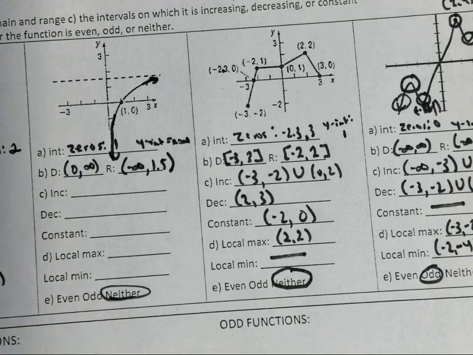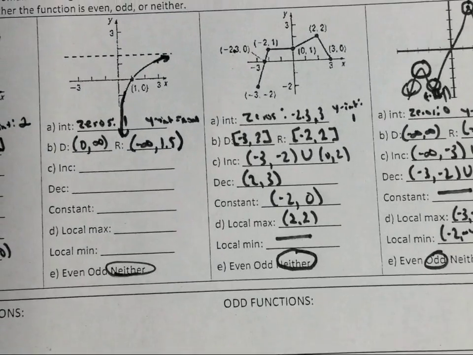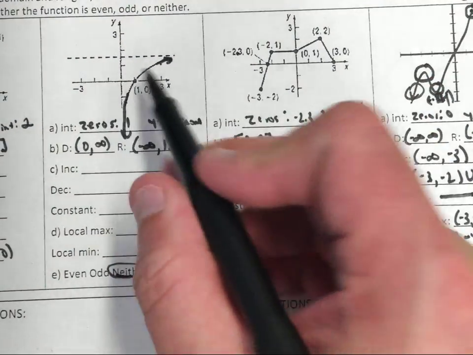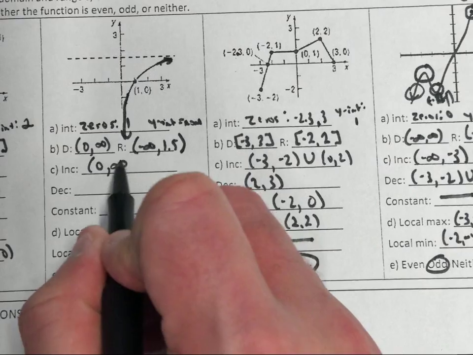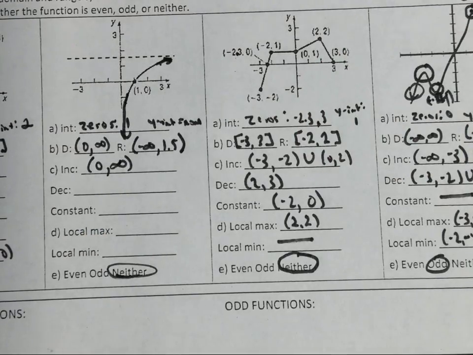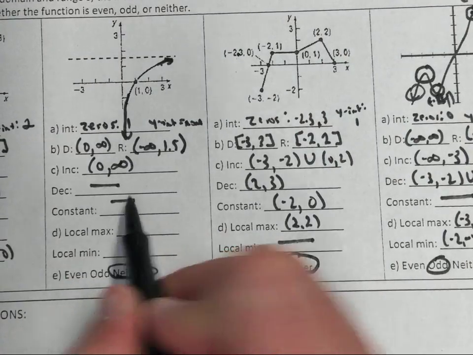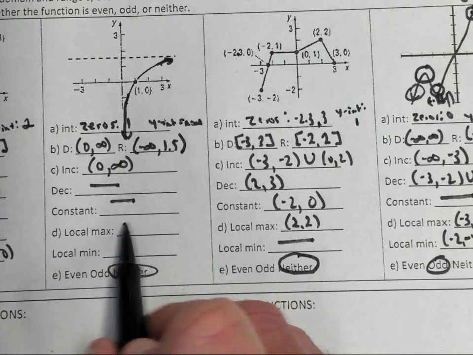You're right. Like Tyler said, isn't the whole graph increasing? Yes. So it's increasing from what's my x coordinate? 0 to infinity. It's never decreasing. It never went constant. Do I have any local max or min? No.